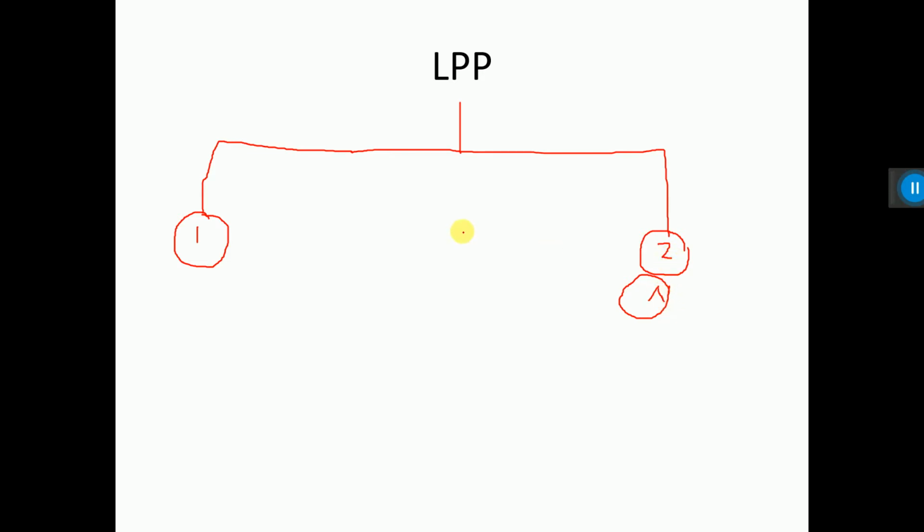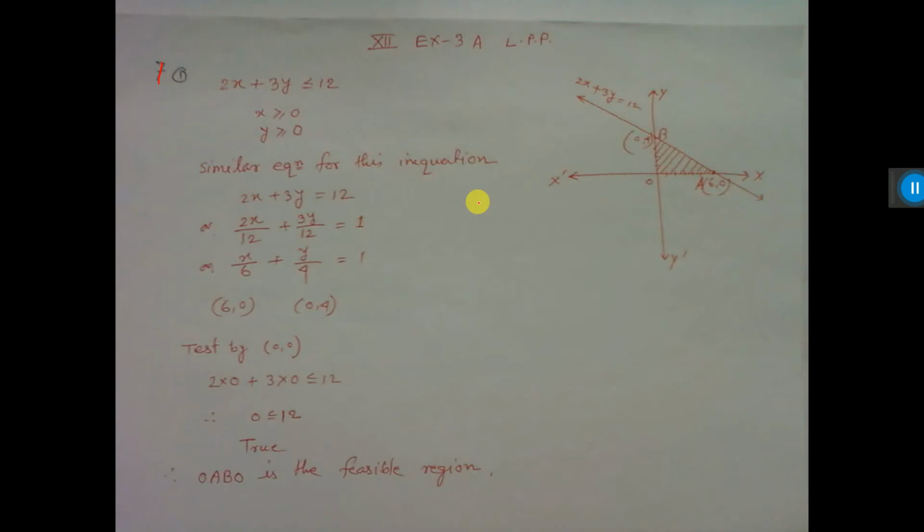So let me show you one problem. See, this is a linear programming problem: 2x plus 3y less than or equal to 12. Now to solve this, we have to find the feasible region. Here it is given x greater than or equal to 0, y greater than or equal to 0. x greater than or equal to 0 and y greater than or equal to 0 means it is in the first quadrant.